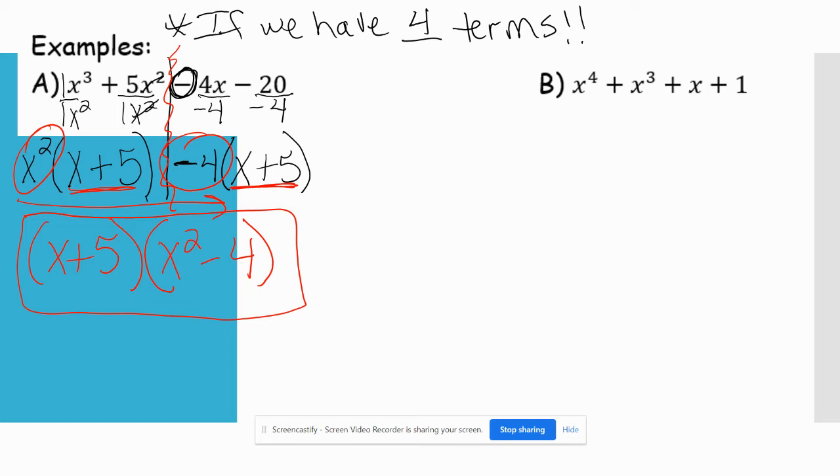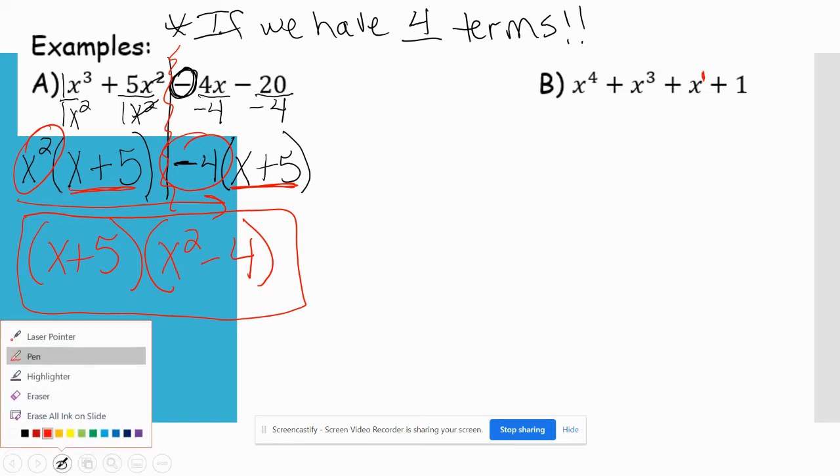Let's take a look at letter B. Is our polynomial in standard form? 4, 3, 1, nothing. Yes, it's in order from greatest to least. So we're splitting this in half.